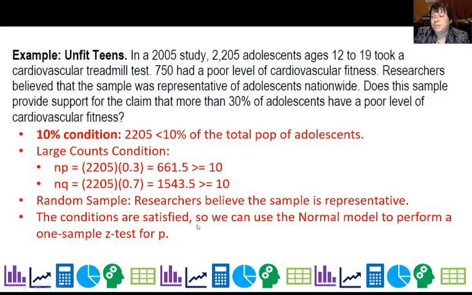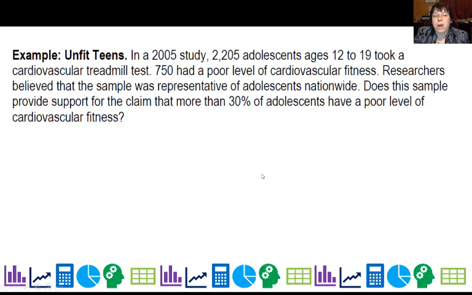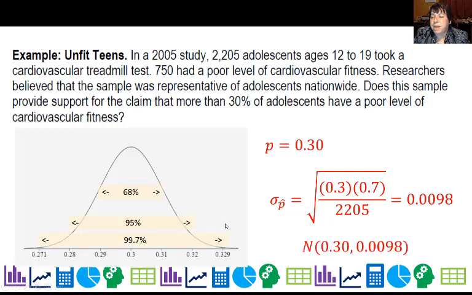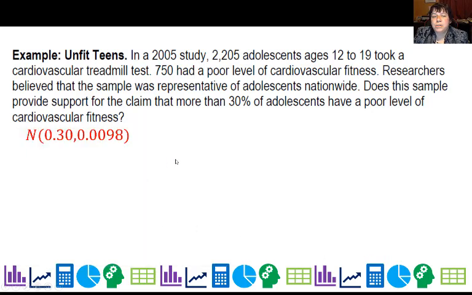Since the conditions are satisfied, we can use a normal model to perform a one sample Z test for p. All right, so let me just create my normal model really quickly. I know my null is 0.30, so my standard deviation for my population is going to be the square root of 0.3 times 0.7 divided by the 2205, and there it is. So that's my normal model right there. Let's go ahead and actually do the calculation. Remember, you won't actually have to draw this piece here, but you do need to calculate what your model is. So my p-hat from my sample is 750 out of 2205, which is 0.34.